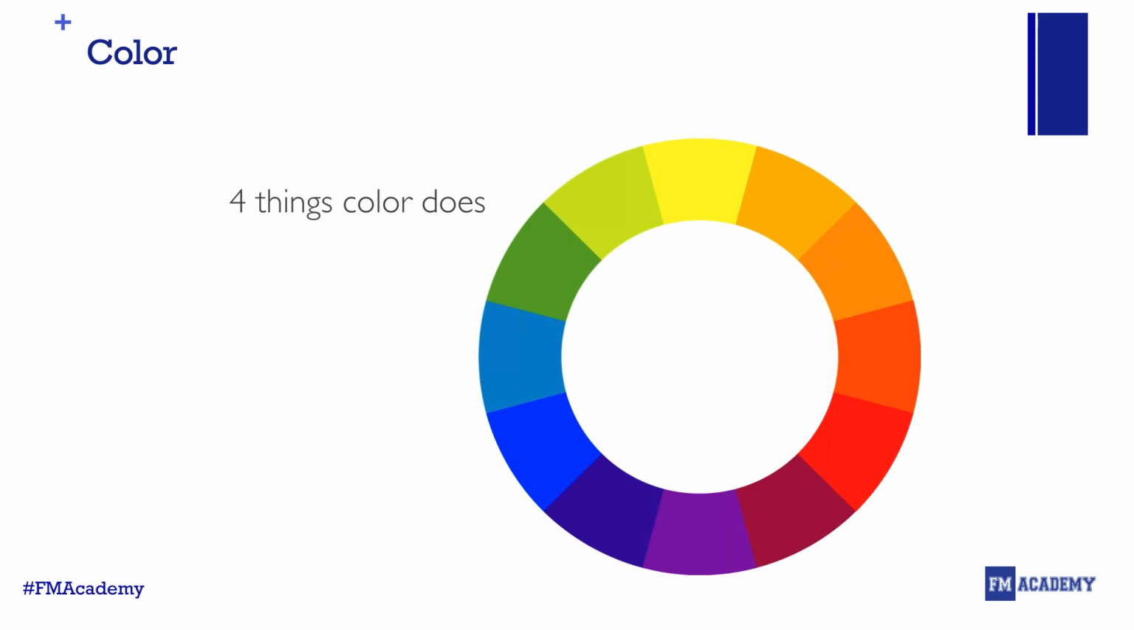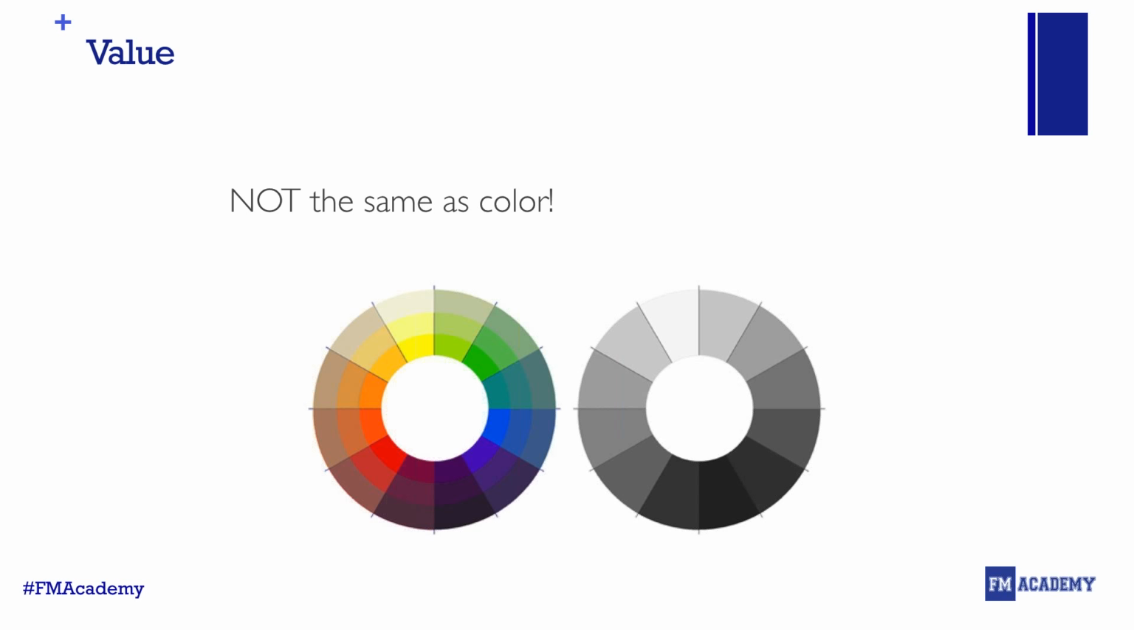All right, so the fourth thing that color does is it sets mood and context, and sometimes it can even set culture. And I'll go into how you can tailor that in a little bit. First, let's talk about the next principle, which is value. Value is not the same as color, and I think a lot of people get this confused. A color has a value, and every color has different values.